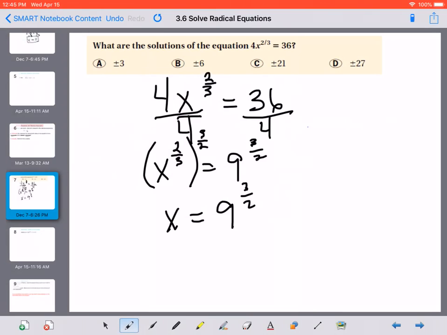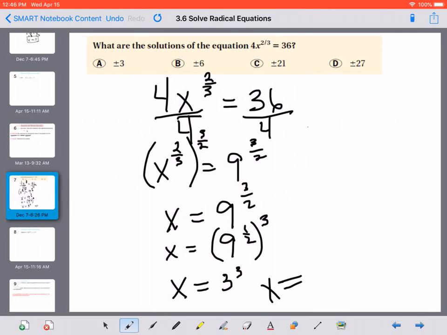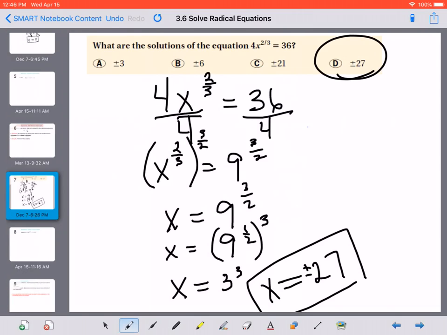Now, you do need to simplify 9 to the 3/2 power. Remember that that's the same as 9 to the 1/2 power cubed. 9 to the 1/2 power is square root. The square root of 9 is 3 to the 3rd power. Therefore, x is equal to 27. So your correct answer here would be, oh, what am I forgetting? Since it's the square root of 9, we have to remember plus or minus. So your correct answer is D.